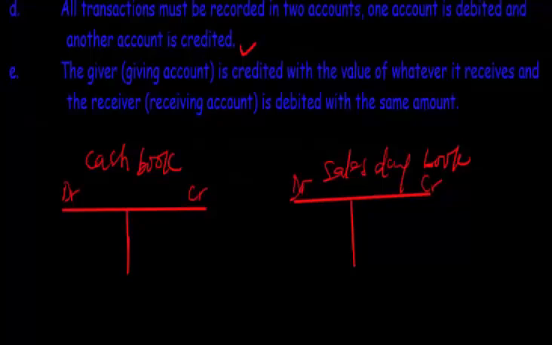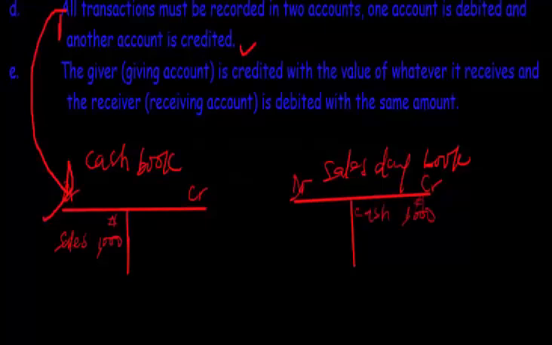How do we reflect this? We come here, cash sales. Who is receiving? We debit the receiver, and the receiver here is cash. So the opposite of cash now will be sales. And then we'll go to sales. The opposite of cash is sales. Sales is the giving account and cash book is the receiving account. 1,000.